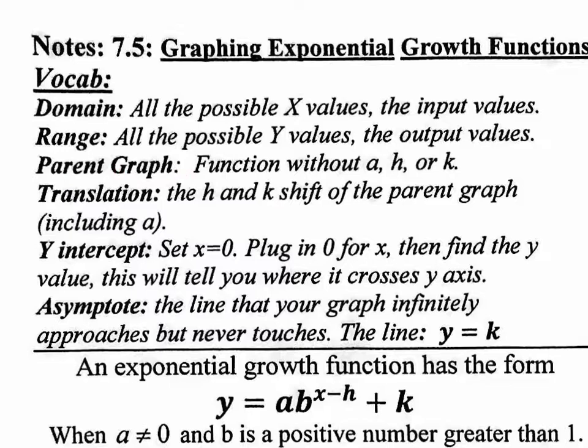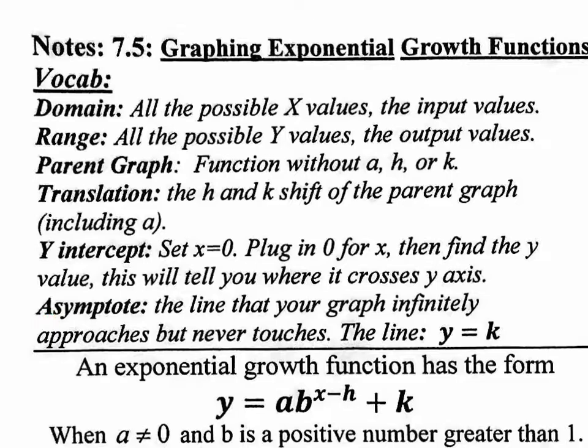Parent graph we'll get into later. Translation is the way you move the parent graph. You can move it left, right, up, or down. We'll get to that later. Y-intercept is where it crosses the y-axis. How do you find that? You set x equal to 0, plug in 0 for x, and then you solve for y. That'll tell you where it crosses the y-axis.